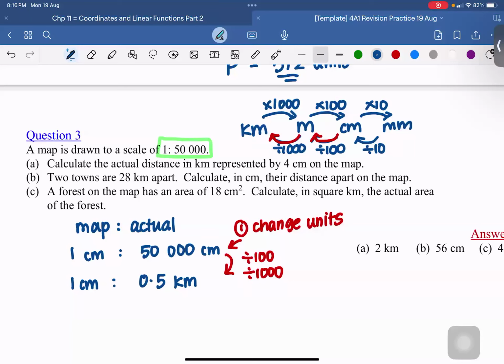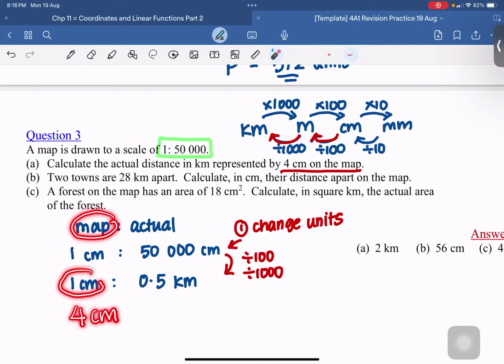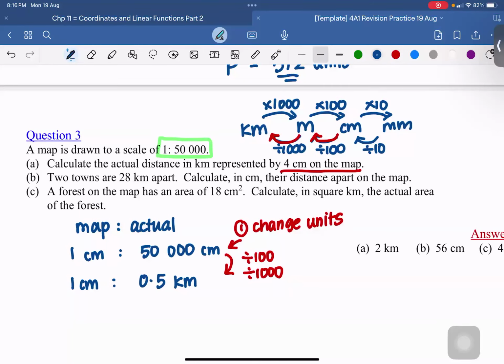Then the next part I have, they say the actual distance represented by 4 cm on the map. 4 cm on the map. So the distance now changes to 4 cm. Now they want this distance over here to be 4 cm. I times 4 to give me the answer 2 kilometers.